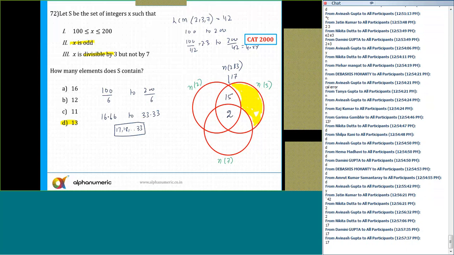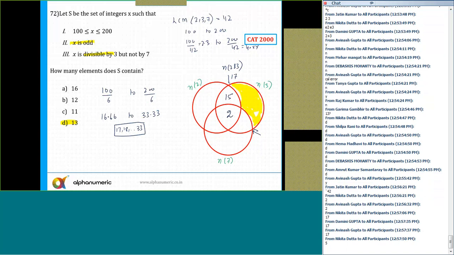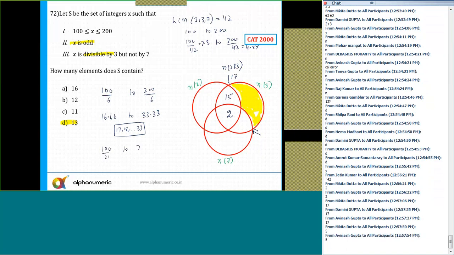Similarly, take here. How many numbers are there which are multiples of the LCM of 7 and 3? Because this is common to both 7 and 3. The LCM of 7 and 3 is 21. So I'll say 100 by 21 to 200 by 21. 100 by 21 is approximately 4 point something, and 200 by 21 is 9 point something. Between 4 point something and 9 point something, how many integers are there? 5, 6, 7, 8, 9. So there are 5 values. So this will be 3.